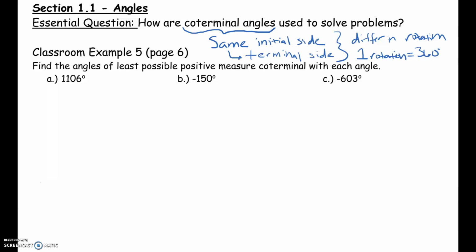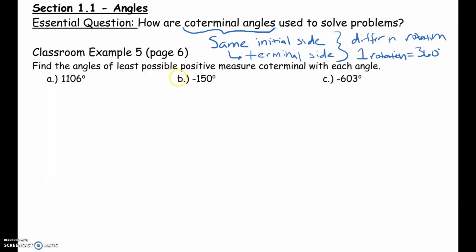In this video, we're going to answer how are coterminal angles used to solve problems. So recall from the reading that coterminal angles have the same initial side and same terminal side, but they differ in rotation. Also recall that one rotation equals 360 degrees. Alright, let's take a look at this example.